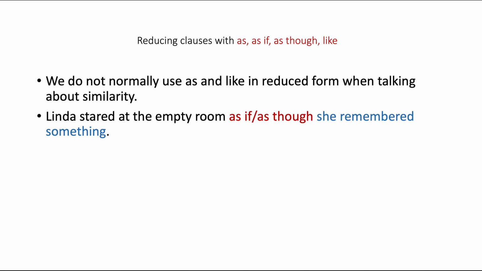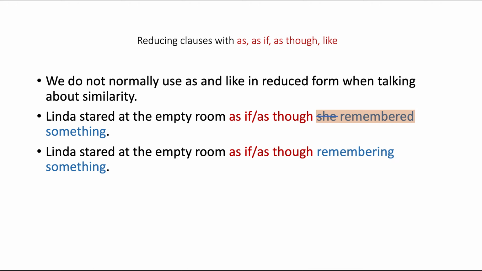Linda stared at the empty room as if or as though she remembered something. Notice again that the verb remembered is an active form. So all we have to do is just get rid of the subject, turn the verb into the ing form, and we will have the reduced form. So Linda stared at the empty room as if or as though remembering something.